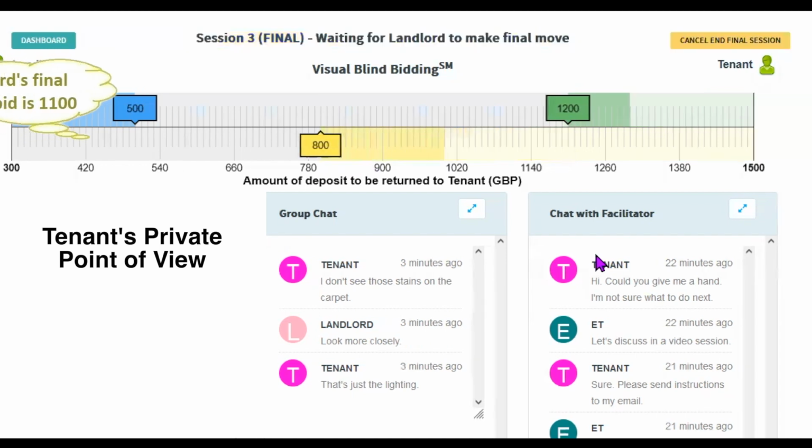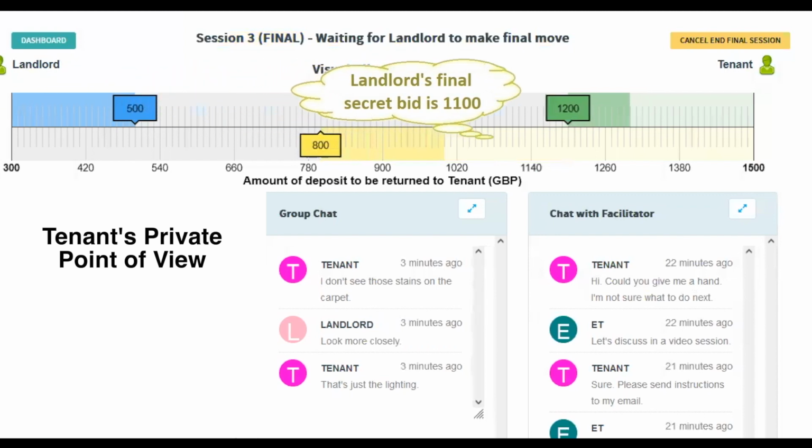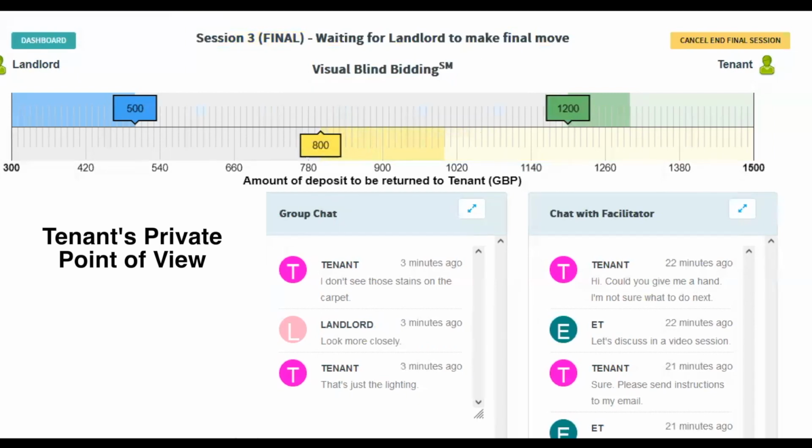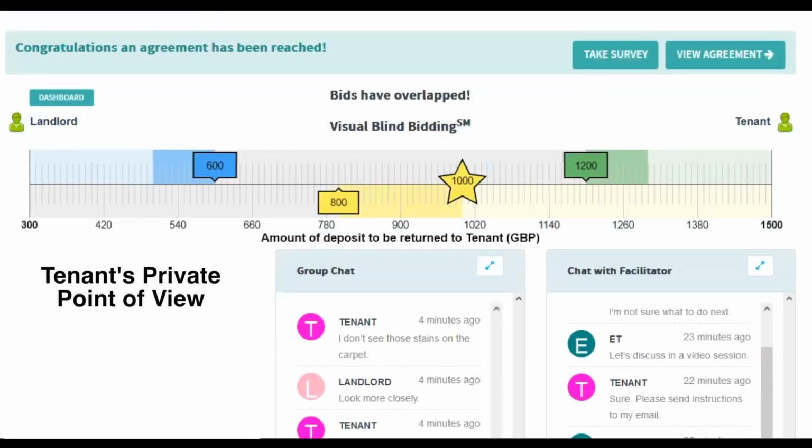Landlord, who has been holding back, is prompted to make his best offer of 1100. Now you can see that there is an overlap of £300. This overlap is shared fairly between the two parties, and the agreement is declared to be £1,000.